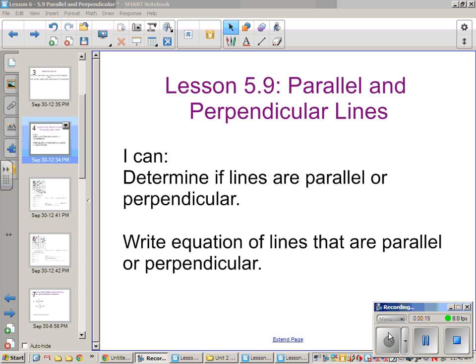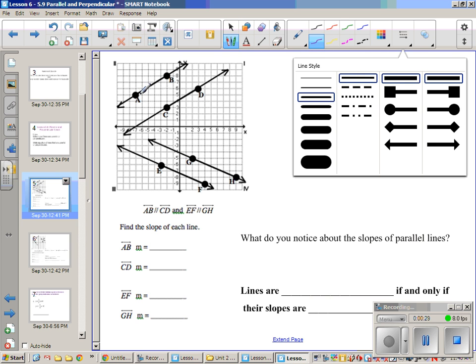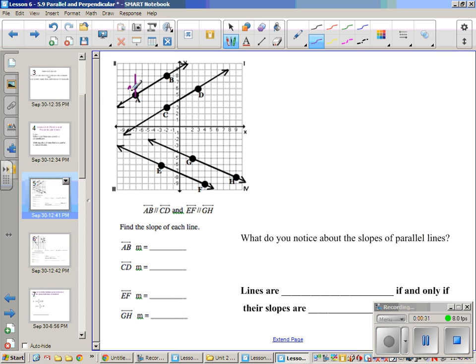So to start with parallel, these two lines look very parallel, so I'm going to find the slope real quick of them. Right, so it looks like I need to go up 3 and over 1, 2, 3, 4, 5. This one I go up 1, 2, 3, and over 1, 2, 3, 4, 5. Notice that they are both the slope of 3 over 5.